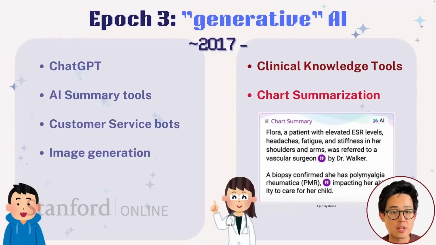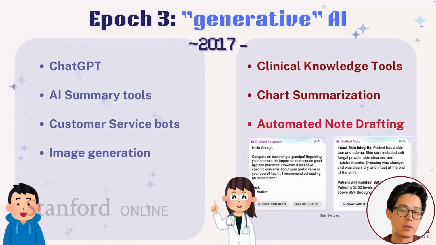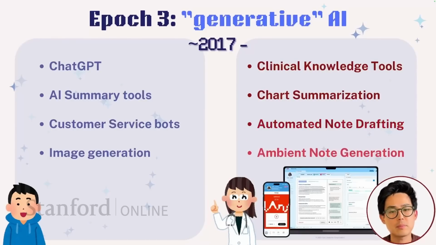And there's also chart summarization, where the model reads through an entire patient's hundreds and hundreds of notes and gives you a high-level overview when you need it. And then there is automated note drafting, where tools can help you generate responses in real time to things like in-basket messages. And then finally, probably the best example in this area for healthcare is ambient dictation, which listens into a clinical encounter and automatically generates the visit note. Ambient dictation is a great example of technology that actually uses elements from all three epochs: rules-based logic, pattern recognition from machine learning, and the generative capabilities of LLMs.